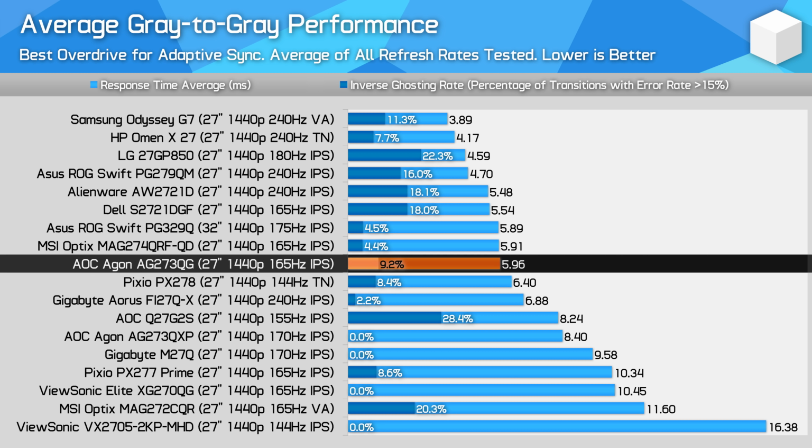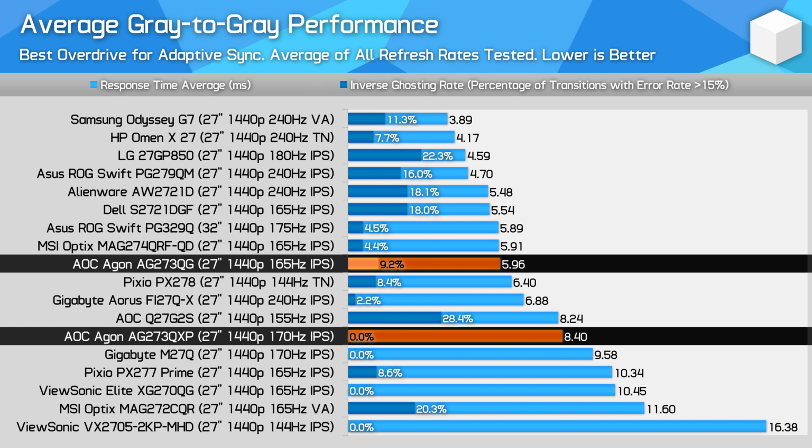Where these two monitors deviate in performance is when we take an average across all refresh rates measured. The AG273QG uses variable overdrive, so it can maintain its strong performance for a wider range of refresh rates. This gives the G-Sync variant performance in line with other excellent 1440p displays like the MAG274QRF-QD, and a very decent 41% faster than the FreeSync model.